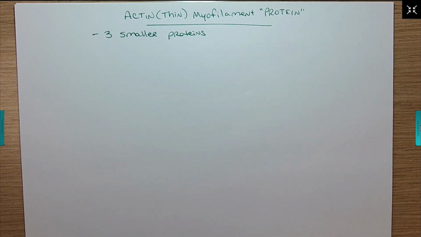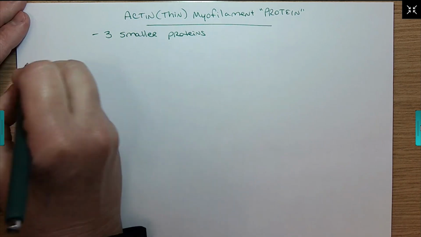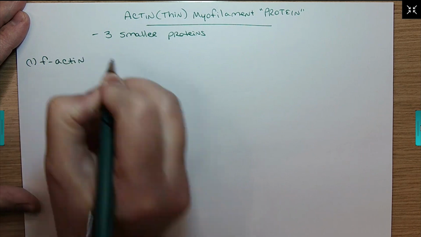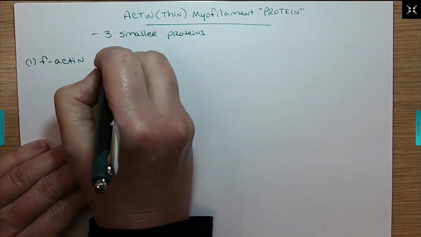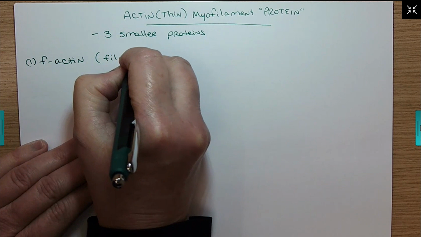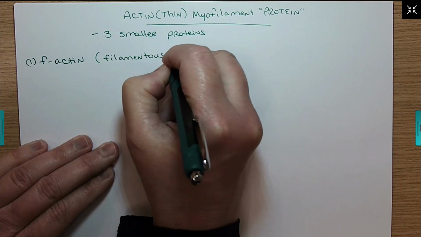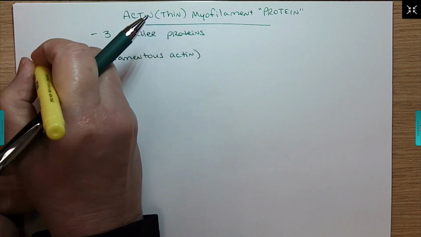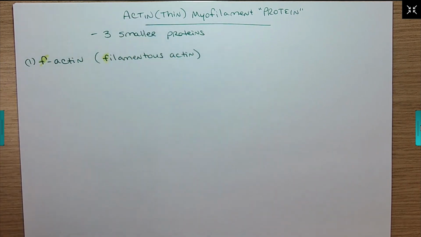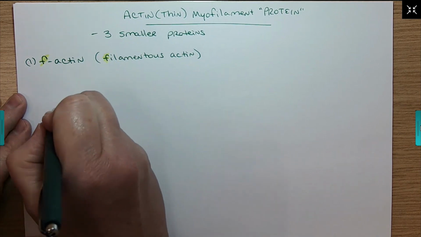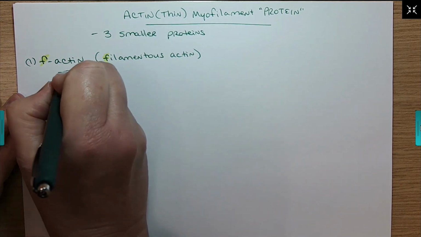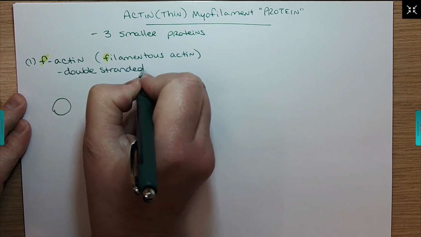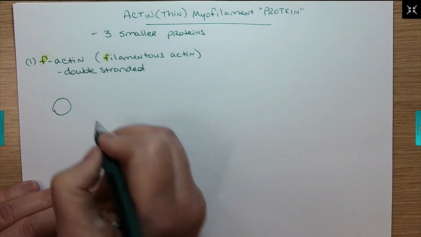actin proteins individually. So the first one we're going to look at is called F-actin. And it kind of stands for filamentous actin. So that's kind of where the F comes from. So I'm going to kind of draw that out, and it's supposed to be double-stranded. But I don't draw double-stranded well, so you're just going to get the single strand here.